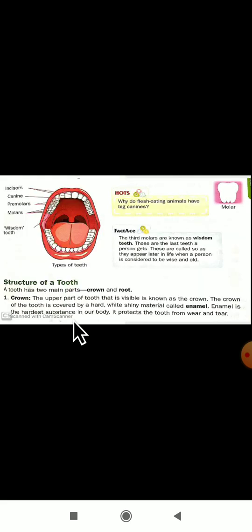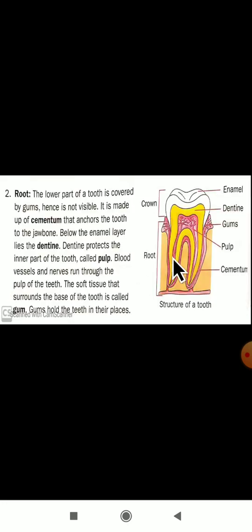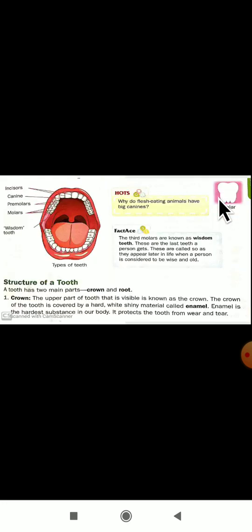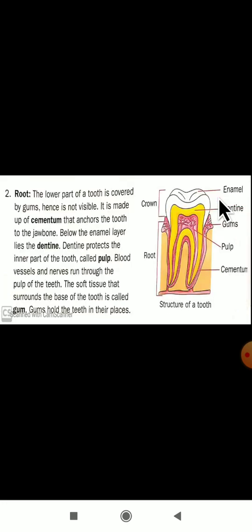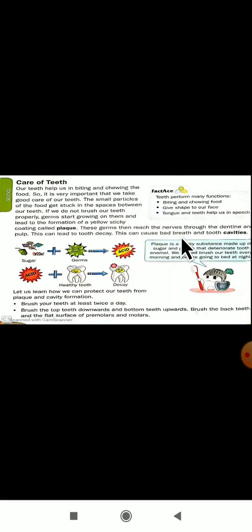What is the crown part here? It is the upper part of the tooth and it is visible. The upper layer of the tooth is known as the crown and the base part we call the root part. The crown is covered with enamel. What is this enamel, dear students? The crown of the tooth is covered by a hard white shiny material known as enamel. Next, the root part has some blood vessels. This is all about the structure of tooth we discussed in our previous video class.